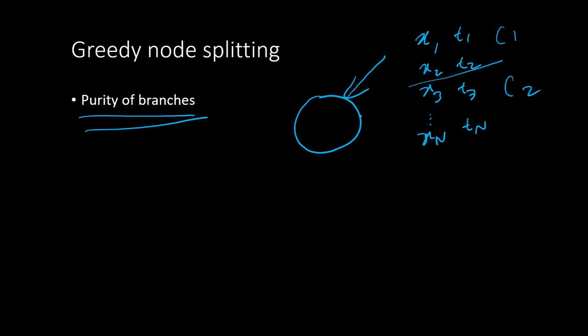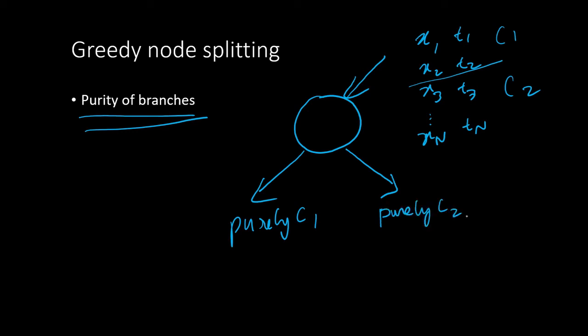What we would like is that we should find a decision in such a way that what we get on the two sides is purely class 1 and purely class 2, or vice versa, but not a mix of the two. We want purity. So what is the definition of purity? So this is less pure.